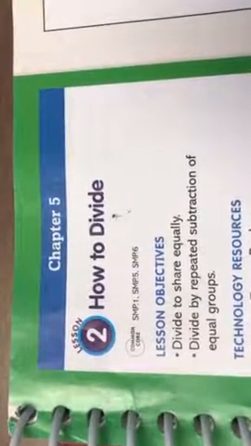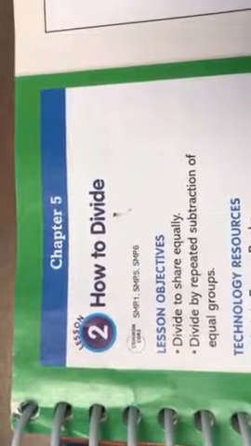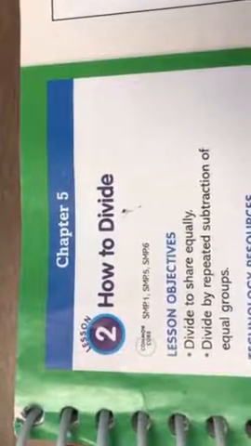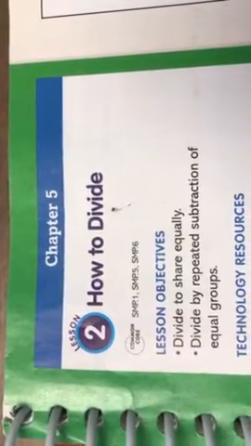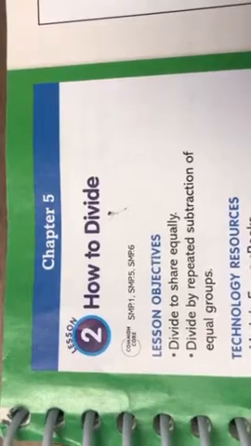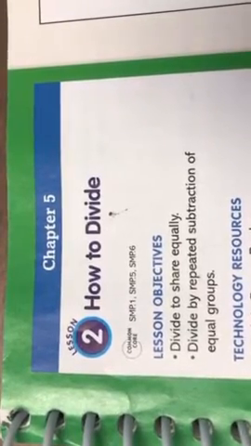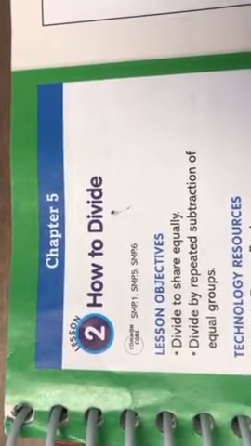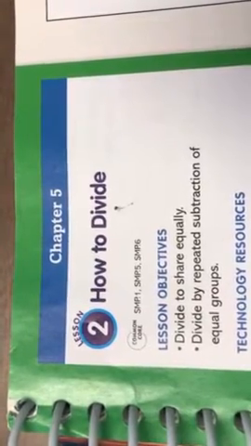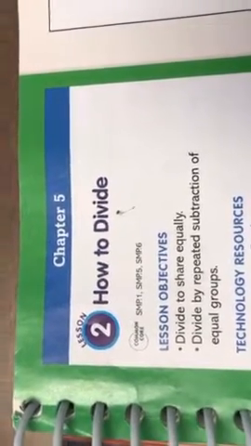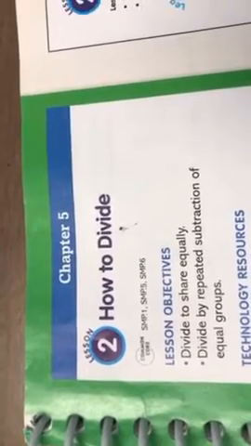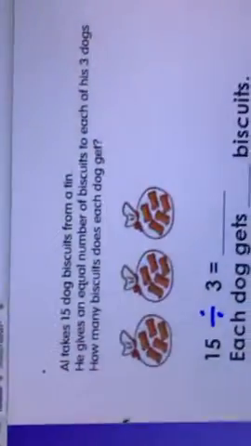Hi, boys and girls. In this lesson, we're going to be learning how to divide. Our objectives for today's lesson are that we can divide to share equally, and we can divide by repeated subtraction of equal groups. All right, let's get started and look at our first problem.